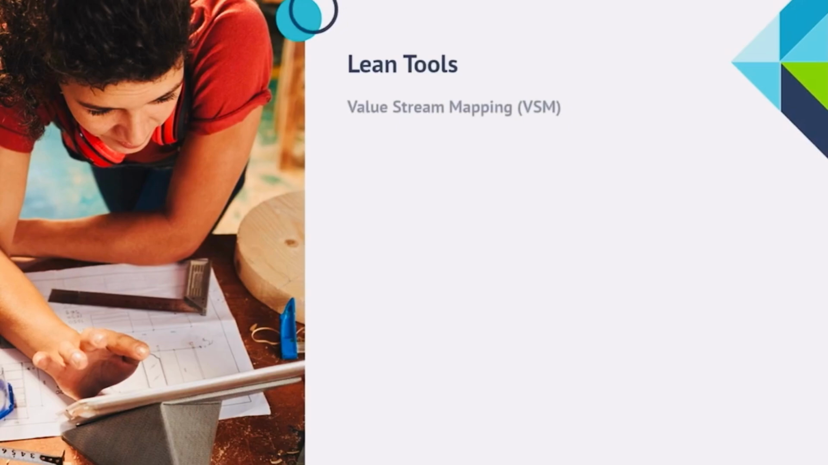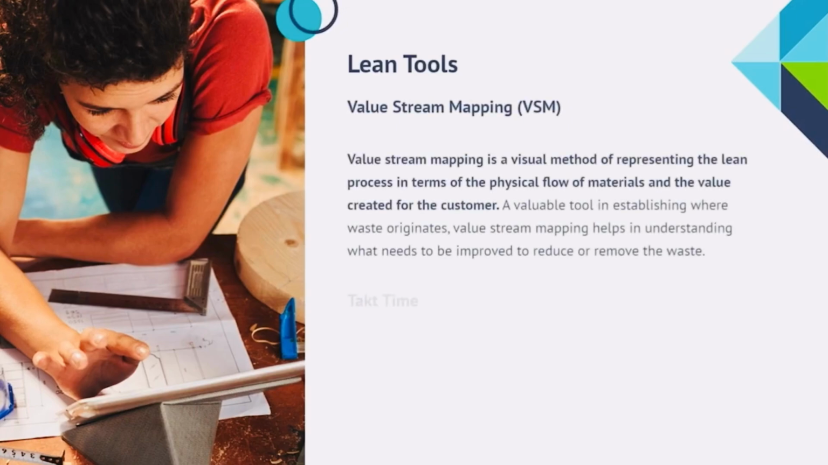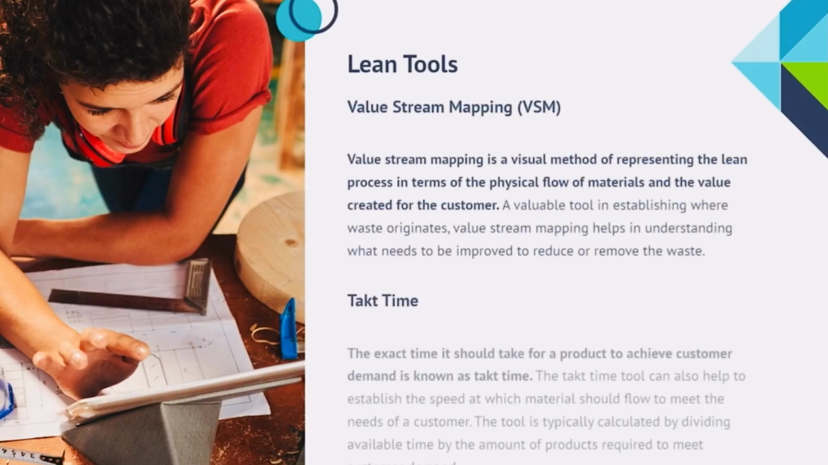Lean tools. Value Stream Mapping, VSM. Value stream mapping is a visual method of representing the Lean process in terms of the physical flow of materials and the value created for the customer. A valuable tool in establishing where waste originates, value stream mapping helps in understanding what needs to be improved to reduce or remove the waste.